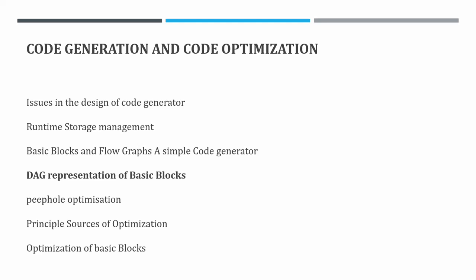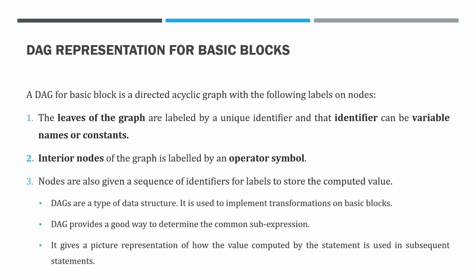In this video lecture, we will be discussing the DAG representations of basic blocks. So what is a DAG? A DAG for a basic block is a directed acyclic graph with the following labels on the nodes. The leaves of the graph are labeled by unique identifiers, and those identifiers can be a variable name or a constant. All your interior nodes will be operator symbols. Nodes are also given a sequence of identifiers as labels to store the computed values. Whatever values are computed will be stored in the labels, and we'll see that.